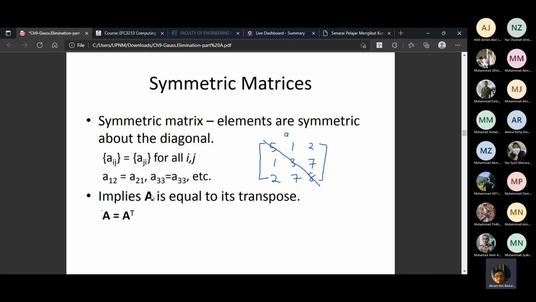Sebab yang ini adalah A12, dia akan cermin dengan A21, A13 dengan A31, A23 dengan A32. So dia akan memiliki nilai yang sama. Soalnya kamu tengok cermin. Betul. Kamu ini diagonal line sebagai dia punya cermin. So unsur segitiga ke atas adalah cerminan bagi segitiga ke bawah ataupun vice versa lah.